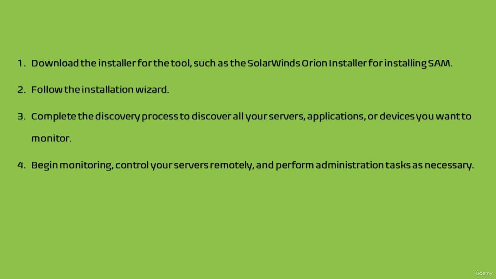For some remote control server administration tools, you will need to pre-install a host or a piece of software on the remote machine before the tool can access it for remote troubleshooting. But for most, the installation is quite simple. Download the installer for the tool, such as a SolarWinds Orion installer for installing SAM. Just follow the installation wizard. Then complete the discovery process to discover all your servers, applications, or devices that you want to monitor. And then begin monitoring. Control your servers remotely and perform administration tasks as necessary.